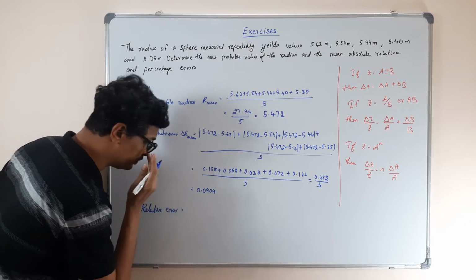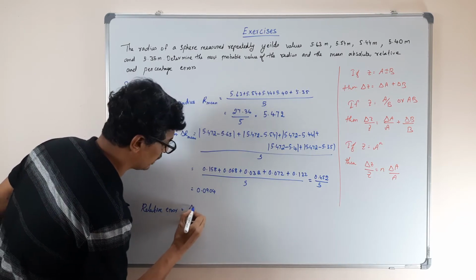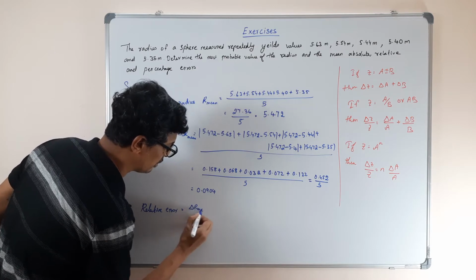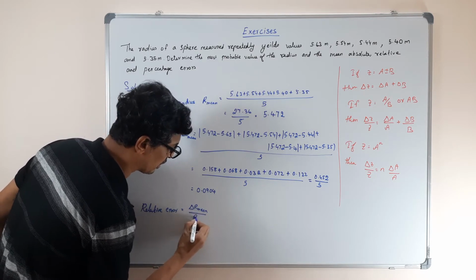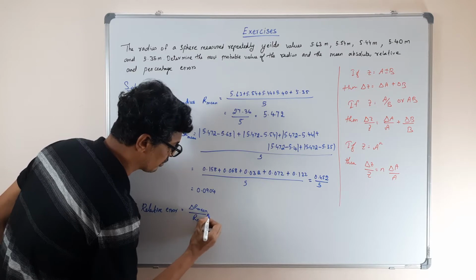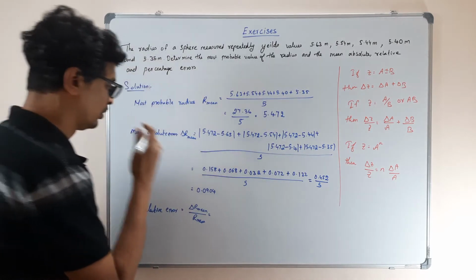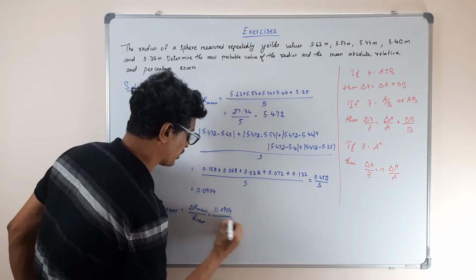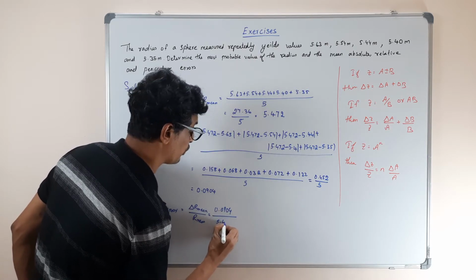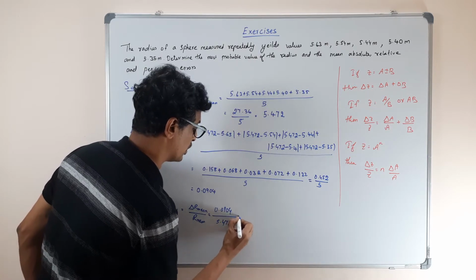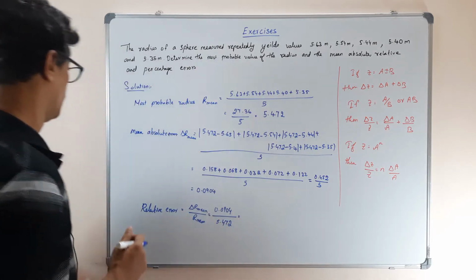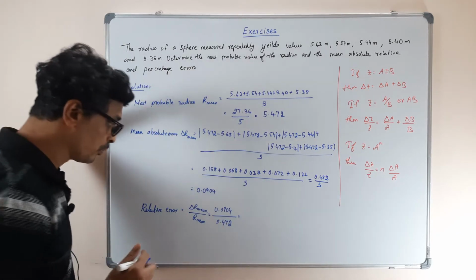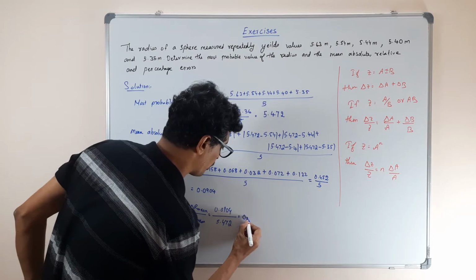Relative error is equal to delta a mean divided by a mean. So tell me what is the value? 0.0904 divided by a mean, which is 5.472, and that will equal to how much? 0.0165.